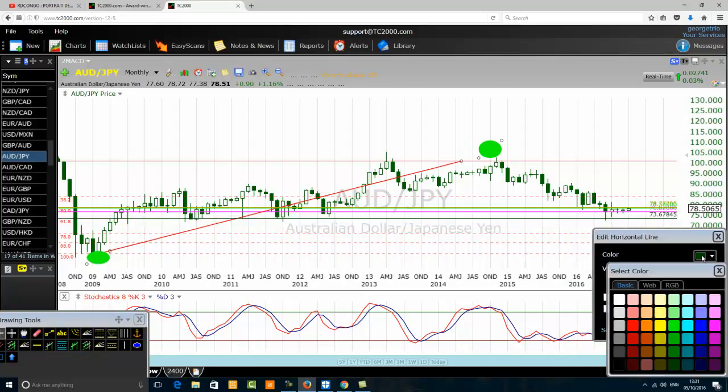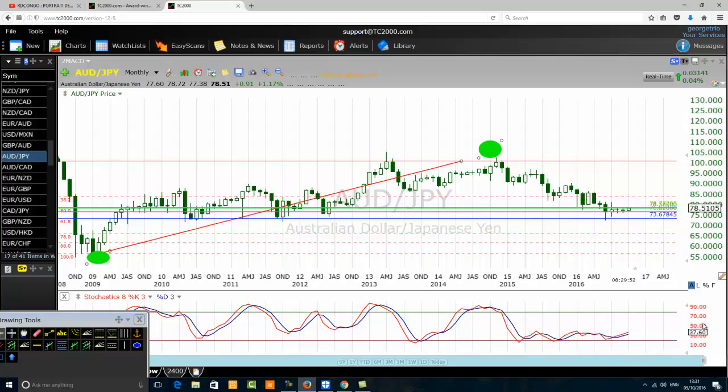I'm running out of color now, color into blue. So that's the 61.8% Fibonacci extension level. The orange line is the 50% Fibonacci retracement level. So the price is now in what we call the sweet spot Fibonacci trading zone.